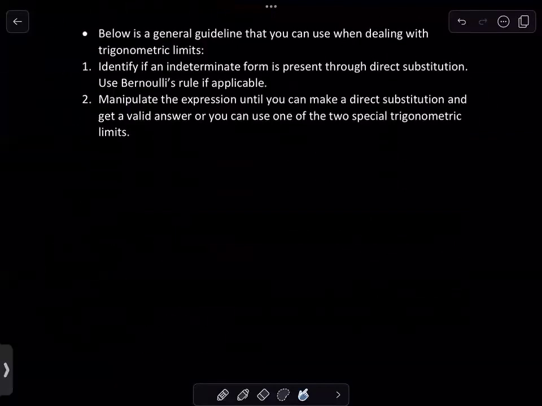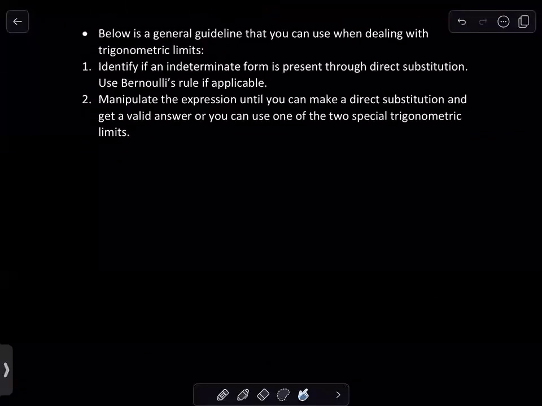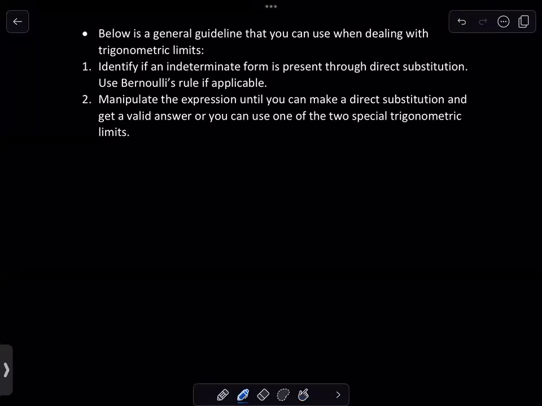Just before we go to an example, I'll give you some guidelines. So here are the guidelines. The first step is to identify that an indeterminate form is present. If that's present, then you're going to use Bernoulli's rule if it's applicable. Obviously, if there's an indeterminate form.